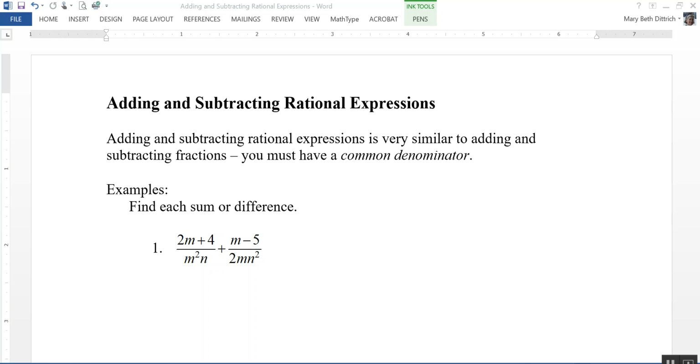This video is on adding and subtracting rational expressions. Adding and subtracting rational expressions is very similar to adding and subtracting fractions. You must have a common denominator. Let's take a look at several examples here.